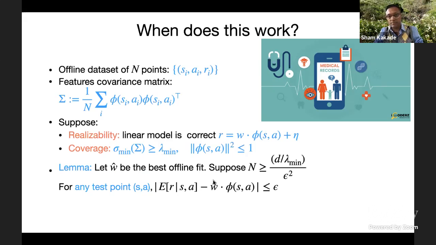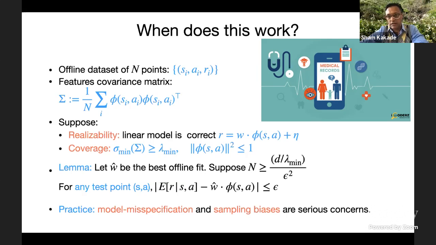That's what this realizability lets us do. Not just on the distribution for which our data is collected, we'll be good on any test point. Okay, and this lambda min is really coming from a shift factor that we train on one distribution and we're tested on another. Okay, so again, this is just a straight up regression, but we're heavily leveraging this realizability assumption.